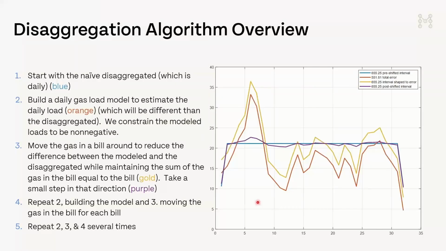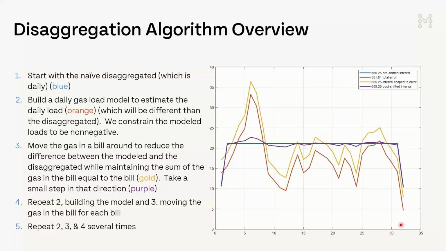The bill is actually a trapezoid, not a rectangle. And so you can see that this bill was 655.25 for the month. And so we divided that by, looks like 32 days. So basically we divide it by 31 to get this much on 30 of the days, and then we put half of it on the first day and half of it on the 32nd day. And so that's the naively disaggregated bill.